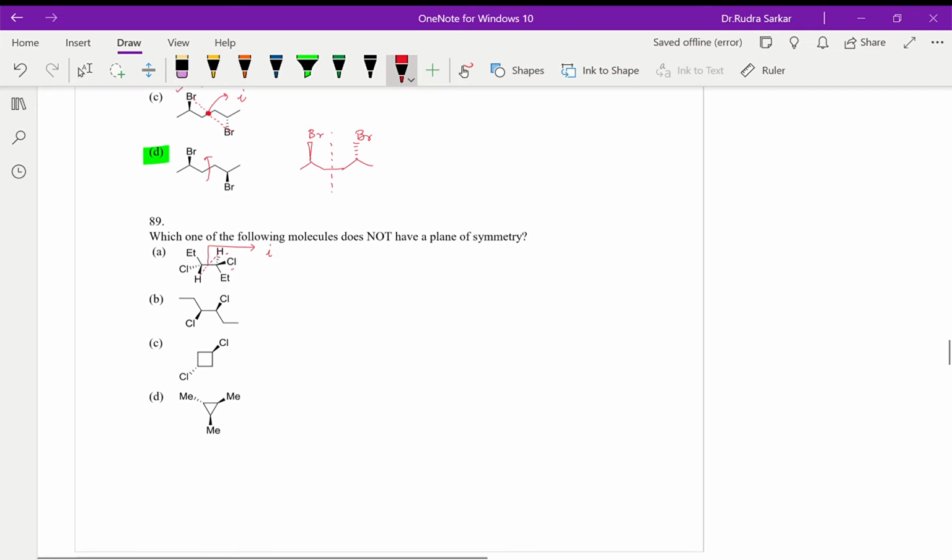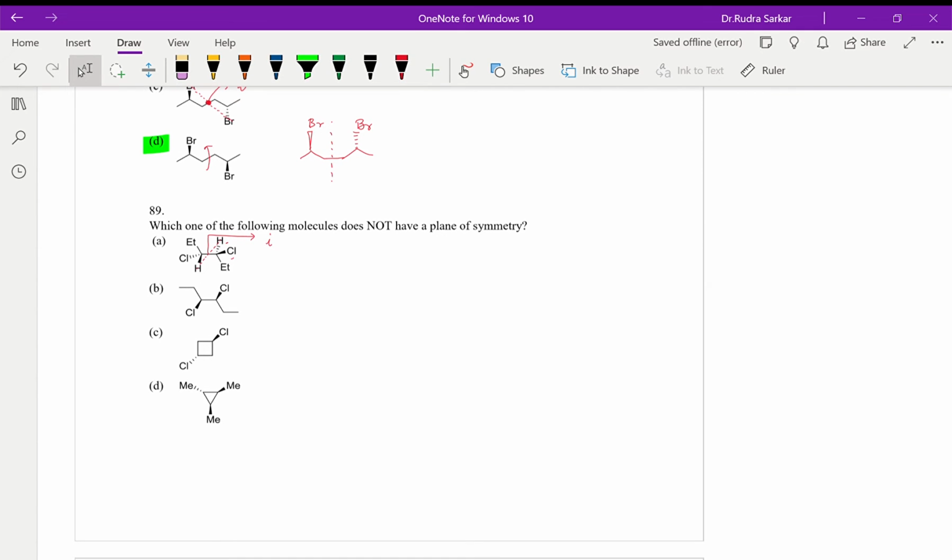Okay, for the next molecule, which is B, all right. Now, if we just rotate the C-C bond, we will get a structure which is going to be something like this.